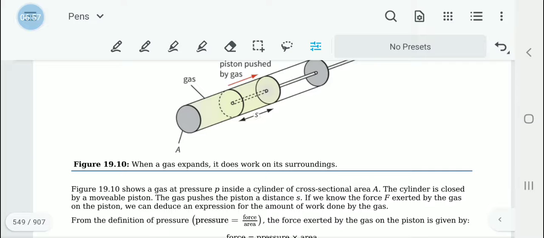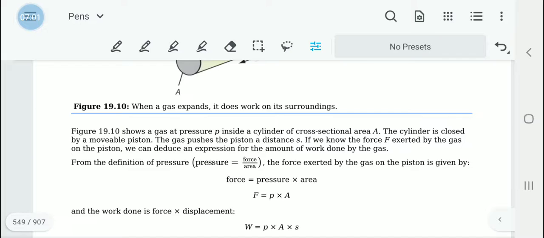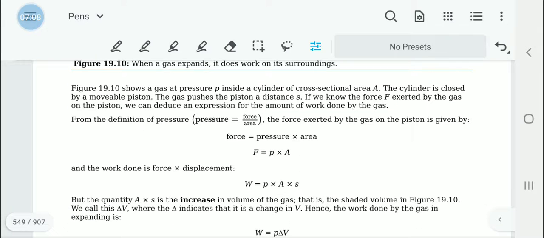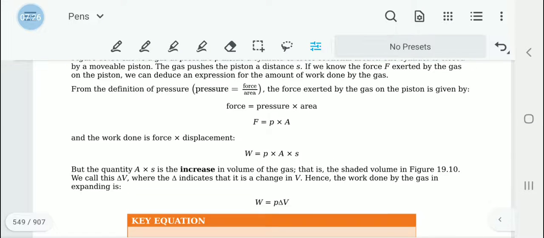Because we know the equation of pressure. Pressure equals force over area. Then force is equal to pressure into area. Then we have another equation. Work done is force into displacement, right? Work done is force into displacement. Then we replace force with pressure into area here. Then work done is equal to pressure into area into displacement.